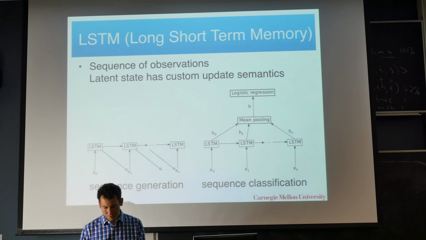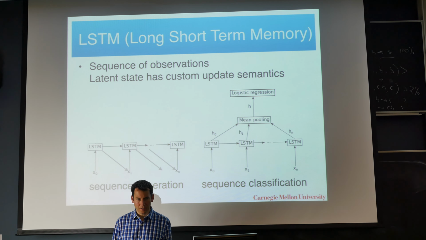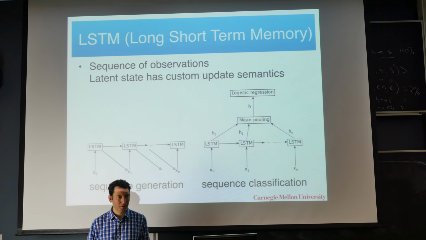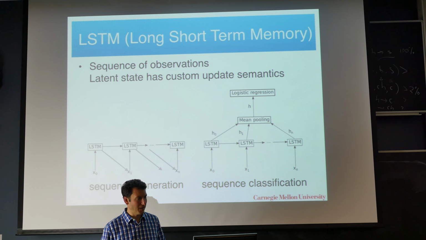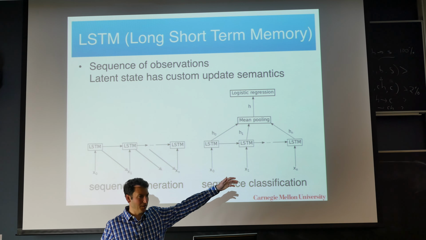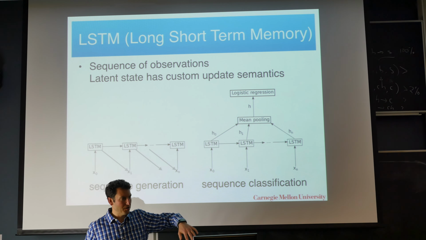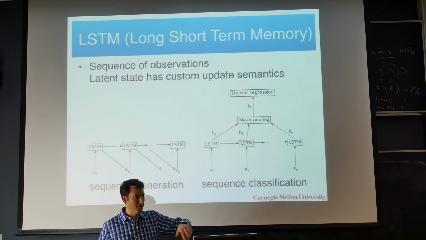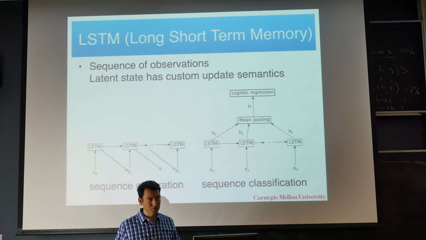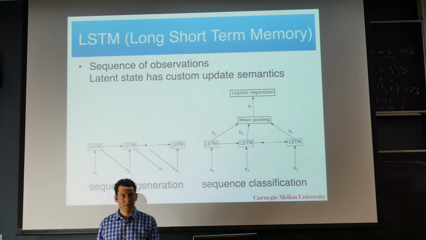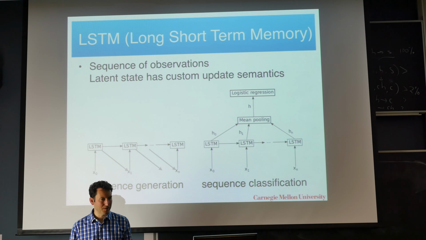For instance, you could use this for sequence generation, where you just have your LSTM state. And by the way, this need not necessarily be a scalar. You could have an entire vector of those things. And these operations might be applied on a per coordinate basis or maybe overall. And so sequence generation then would be to use the previous observed state and the hidden state to generate the next thing. You could also use this to classify a sequence.